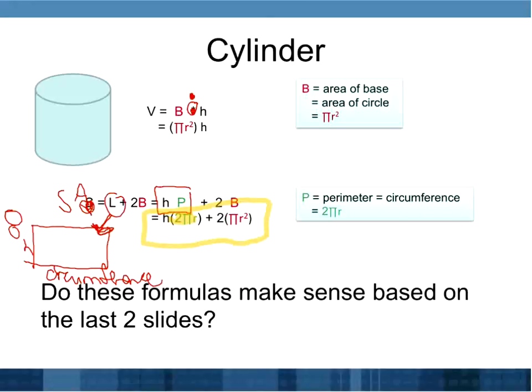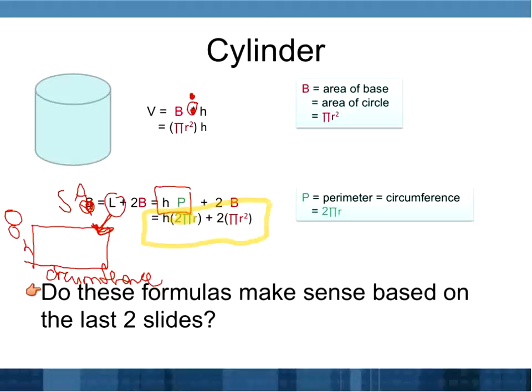Why do we think it's 2 times the area of the base? Because I had 2 circles. I had a top, I had a bottom. You have 2 of them, right? Plus we're going to do the area of my rectangle, which is your height times 2 pi r. So we found this formula just by drawing the net. We were able to find that formula. So these formulas do make sense based on their shape and based on when we made their net.